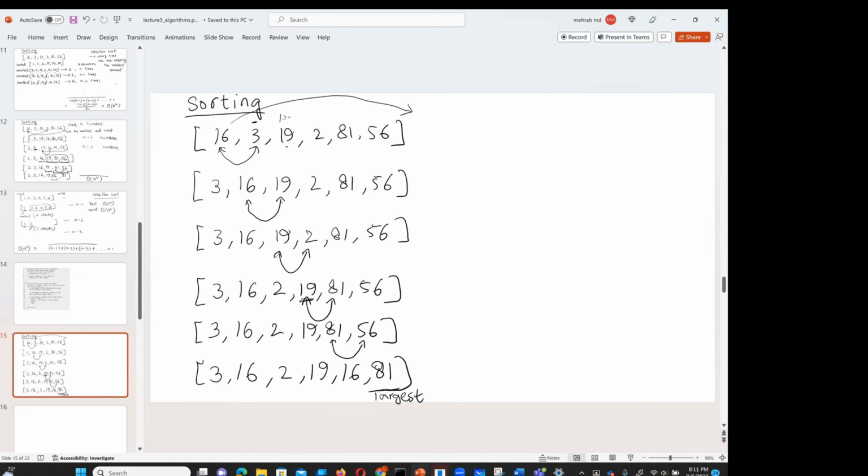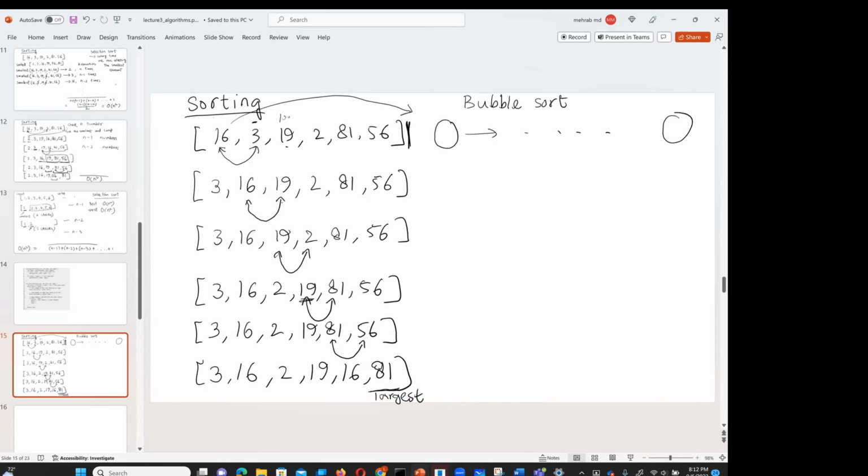So it's like a bubble. You can think of it as a big bubble. If it's big, it will go to the surface, right? The surface is here, okay? That's why it's called bubble sort. Okay, so far does anyone have any question?